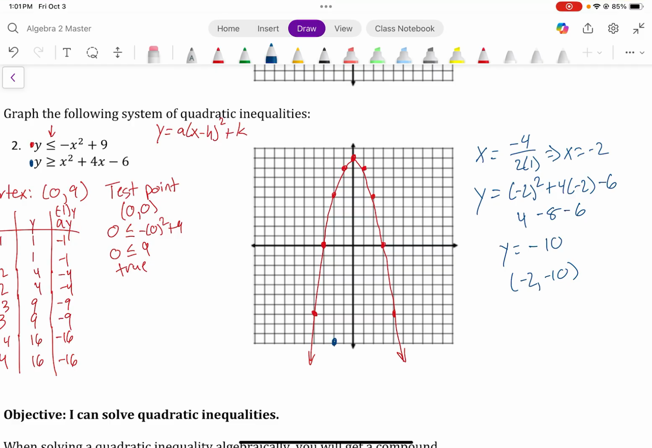I had to do more work to find the vertex because it was in standard form. I'm going to do the same idea of x, y, a, y. 1, -1. This time my a value is still just 1, which means this ay piece, if I notice immediately, is just going to be the y column. So I don't really need to write both necessarily, but right 1, up 1, left 1, up 1.